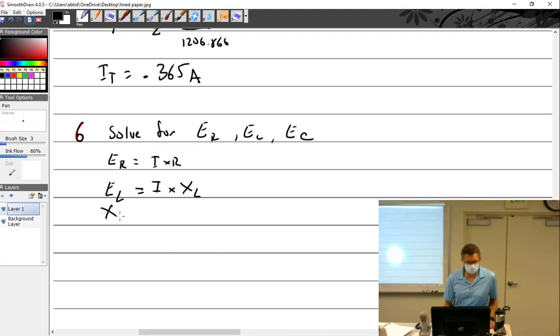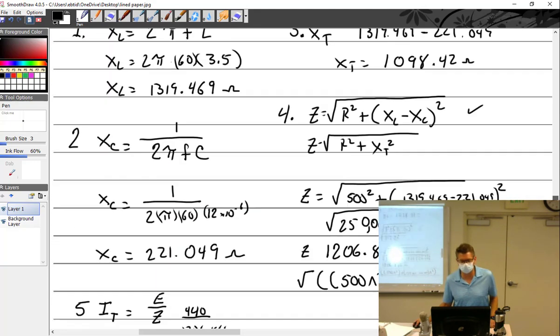What do you think's next? God, man, you guys are fast. E of C equals I times X of C. Remember, notice the theme here: resistance, the resistance, the resistance. It's E of C equals. Oh, sorry. Yeah, that's what I was trying to say. Sometimes it's amazing how you guys will miss every point in the world I make, but boy, if I write one letter wrong, it's like, whoa, what the hell?